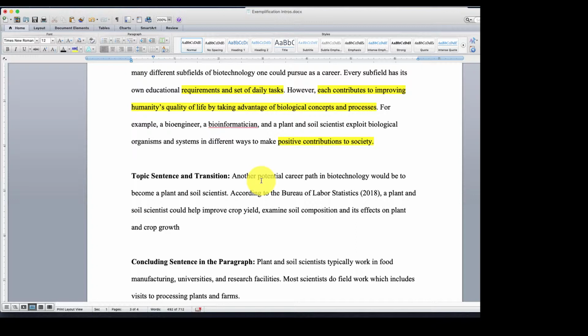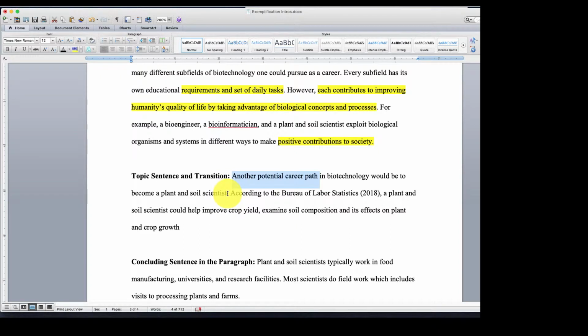Or actually, I used the last one. So this topic sentence does a transition in a different way. Another potential career. So this is not the strongest transition. How they did it in the first two examples would be better, either transitioning into or referring back. But this is a transition and would count as a transition. Another potential career path in biotechnology would be to become a plant and soil scientist.